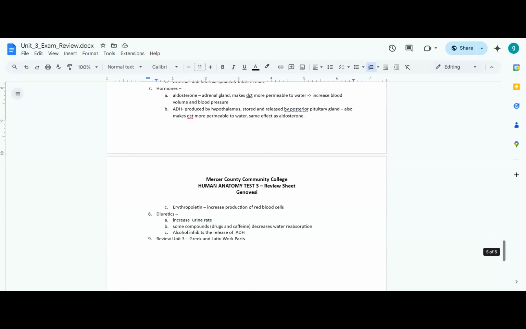EPO increases red blood cell production. Diuretics increase urine production. Some compounds decrease water reabsorption, and alcohol decreases the release of ADH. Okay, so just make sure you go over the Greek and Latin word parts.